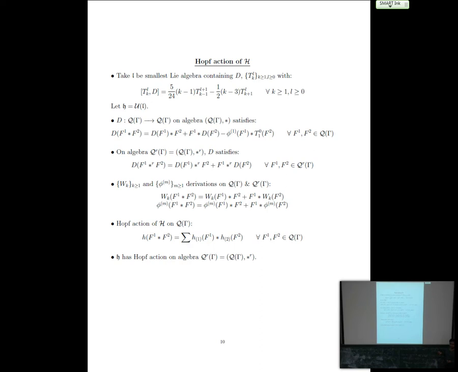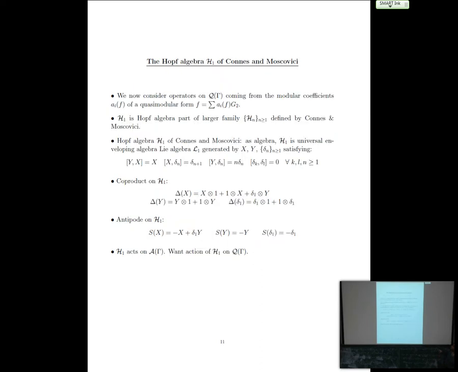And now we go back to the case of Connes-Moscovici, where we will consider the operators coming from the modular part. For this, we just have to recall what they did. So this is the Hopf algebra H1 defined by them, and now we will consider operators on Q_Γ coming from the modular coefficients of the quasi-modular form. H1 is part of a larger family constructed by them. And as an algebra, H1 is the universal enveloping algebra of this Lie algebra.